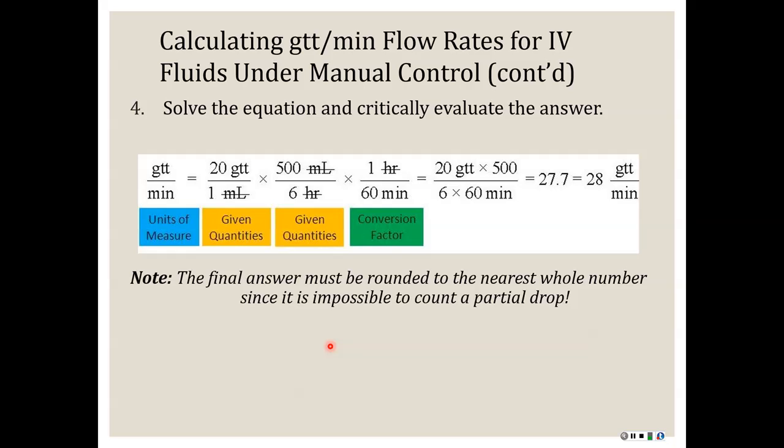When you think about drops per minute and you're counting a drop, it would not make sense to have anything besides a whole drop because you're literally counting that drop falling into the chamber. And you can't count a 10th or a 100th of a drop. So if we're ever calculating drops, even if the instructions don't tell you, it needs to be a whole number. So you would round 5 and greater, you'd round up. And we have a 7, so we would round this to 28 drops per minute.